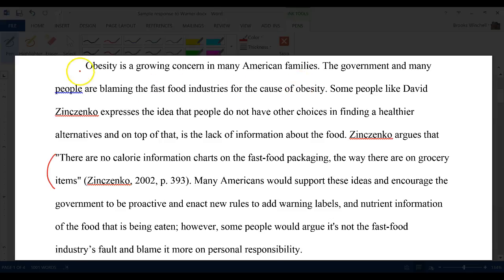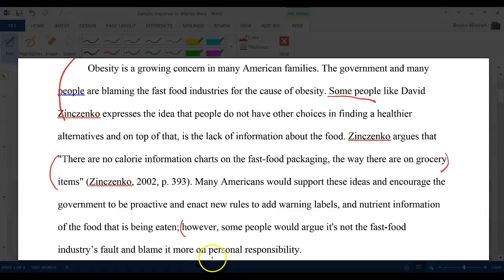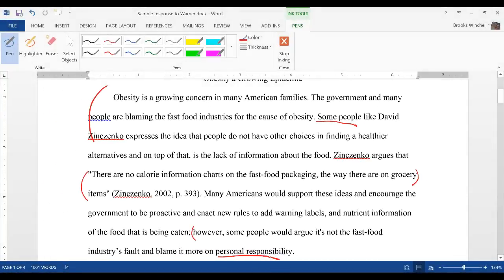So here, he starts really well with a general introduction to the topic, obesity and how it's kind of a problem in America. And he even introduces some of the viewpoints on obesity as a way to introduce Warner. So he says some people like Zinchenko, so he actually talks about Zinchenko up here, some people think that fast food companies need to take more responsibility, and he quotes Zinchenko well. And then down here he sort of says other people have different views and blame it more on personal responsibility.